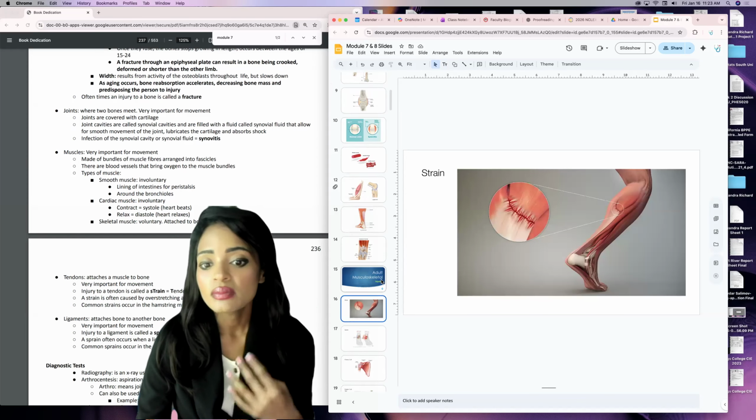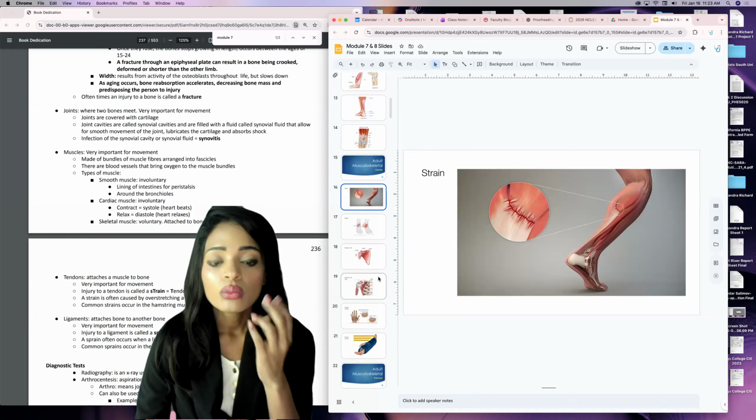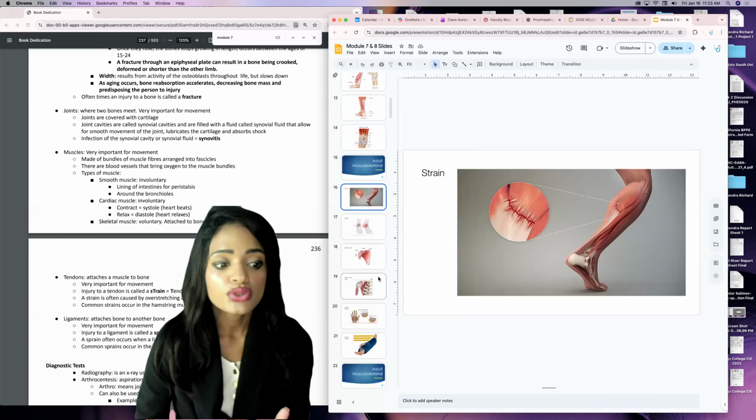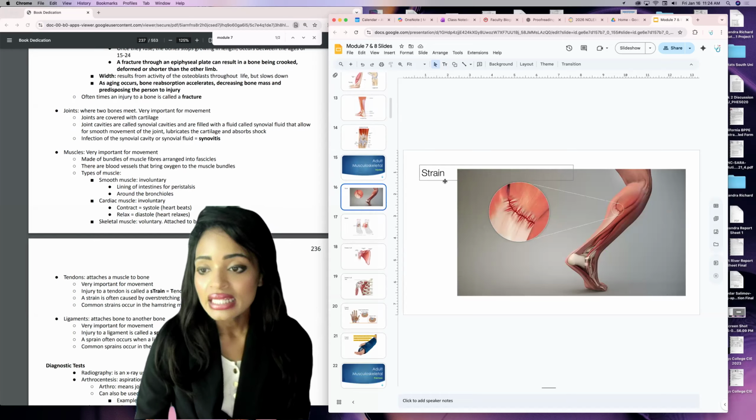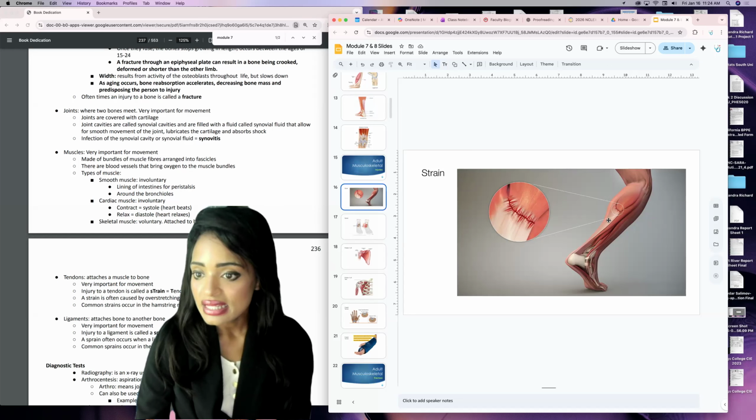So then we got into musculoskeletal injuries. We learned the difference between a strain and a sprain. So a strain is an injury to a tendon. So just think the T in strain is for tendon. So as we can see, this tendon here, which connects the calf muscle to the back of your heel, okay, this got injured.